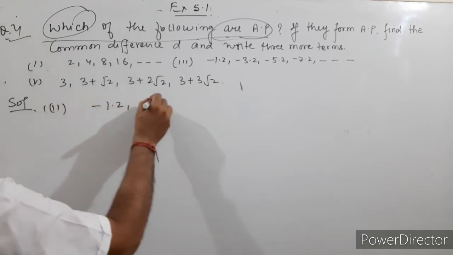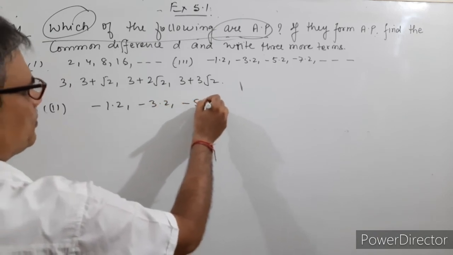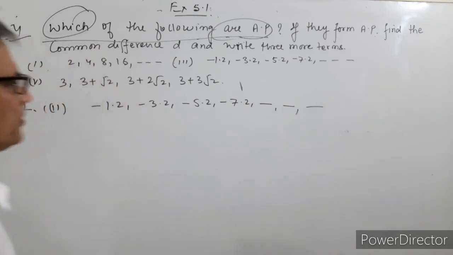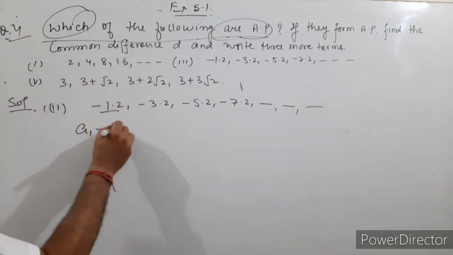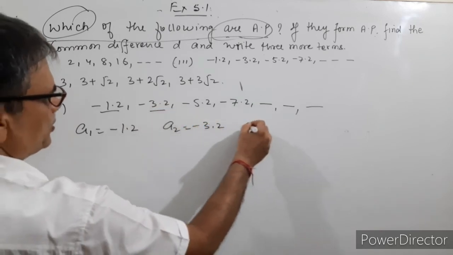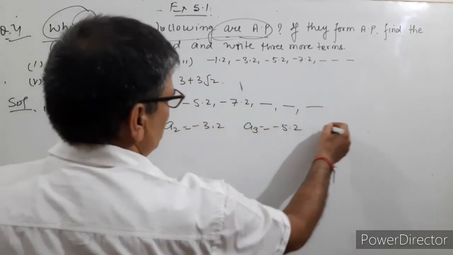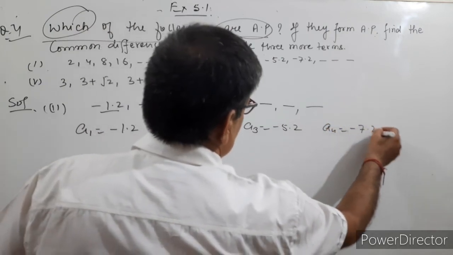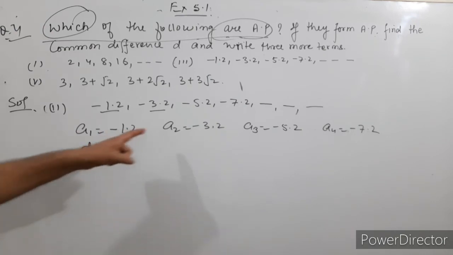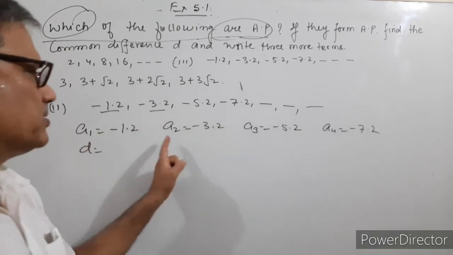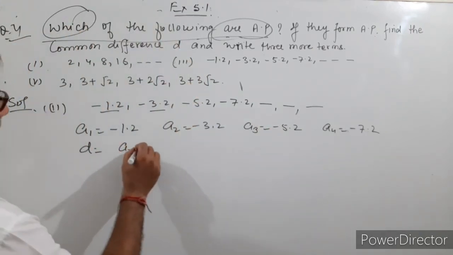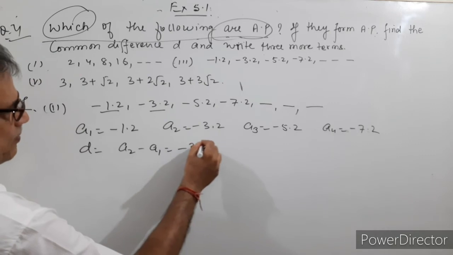Minus 1.2, minus 3.2, minus 5.2, minus 7.2, if they are in AP. Here is A1. A1 is equal to minus 1.2. A2 is equal to minus 3.2. A3 is equal to minus 5.2. A4 is equal to minus 7.2. We have to find out D. What is D? A2 minus A1. Yeah, A3 minus A2. Yeah, A4 minus A3. Any. A2 minus A1.